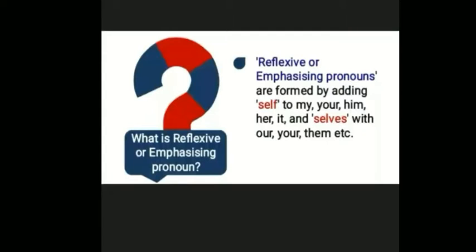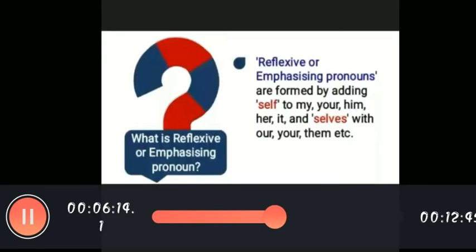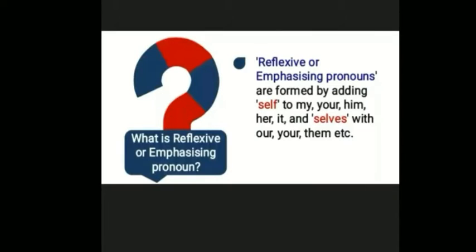Now let's discuss the reflexive or emphasizing pronouns. Reflexive or emphasizing pronouns are formed by adding self to my, your, him, her, it, and selves with our, your, them, etc. Though they are similar, they have different meanings.